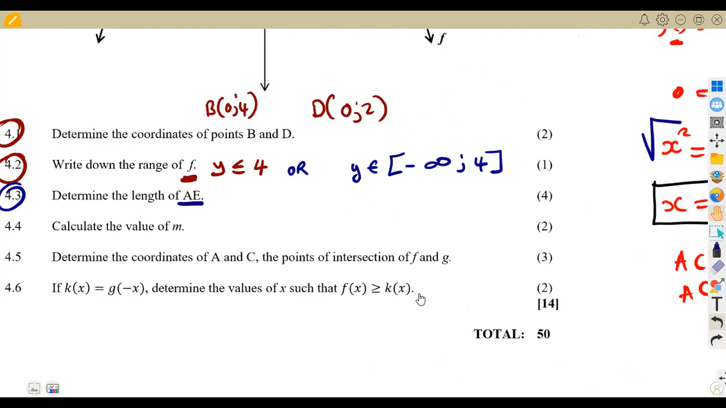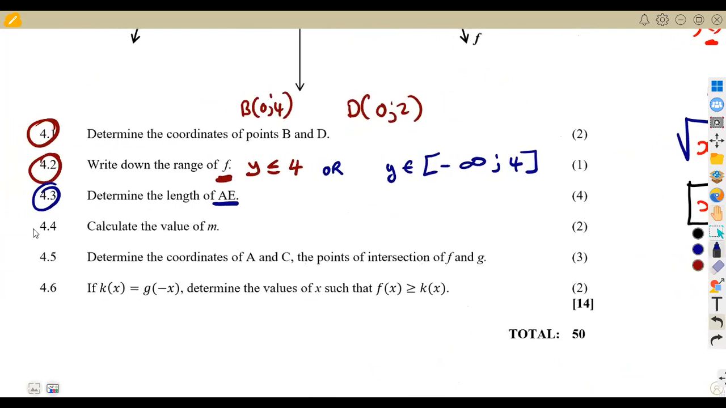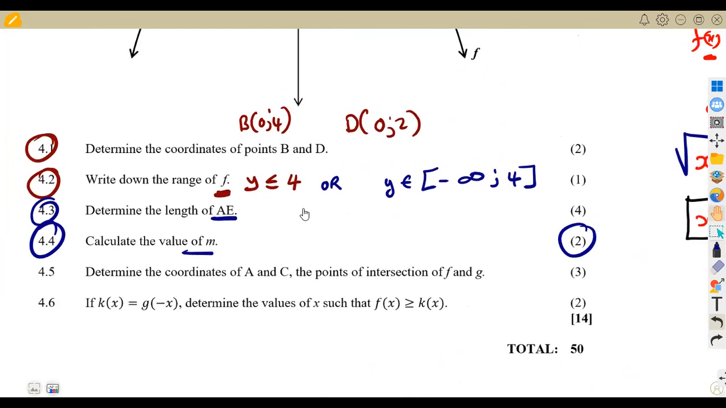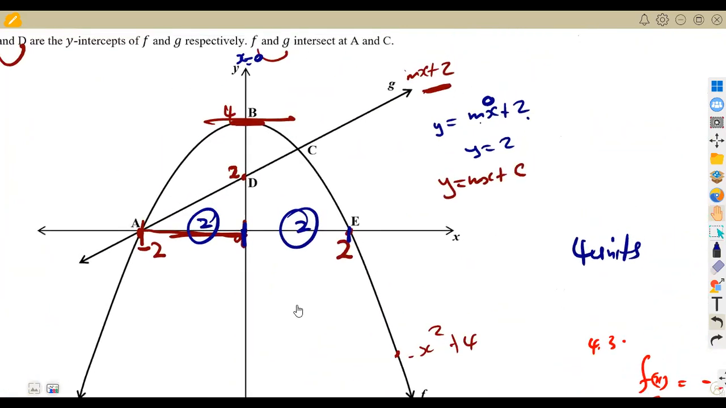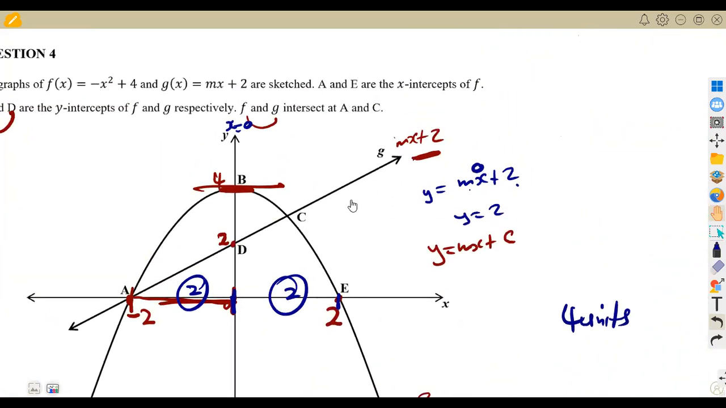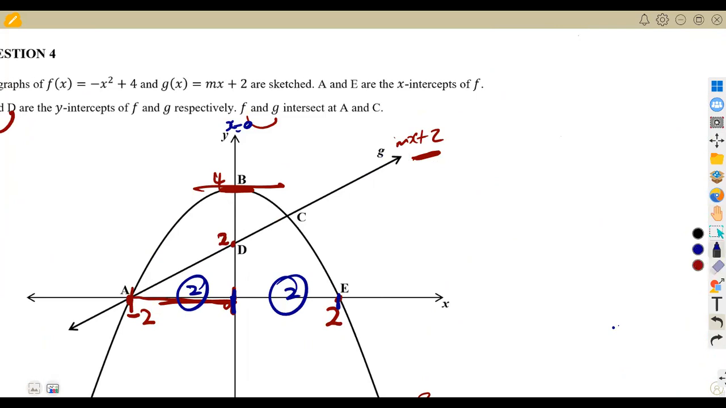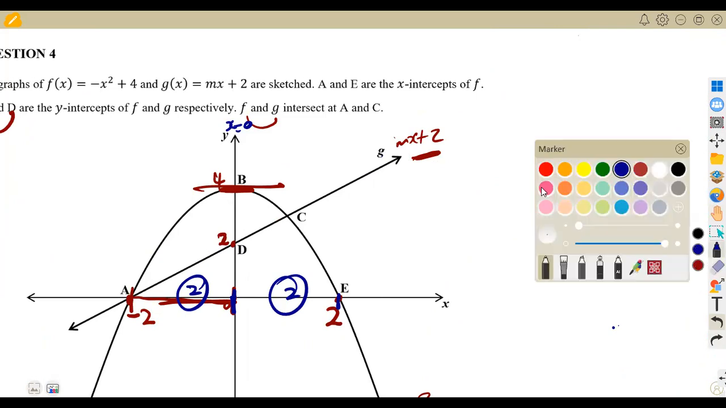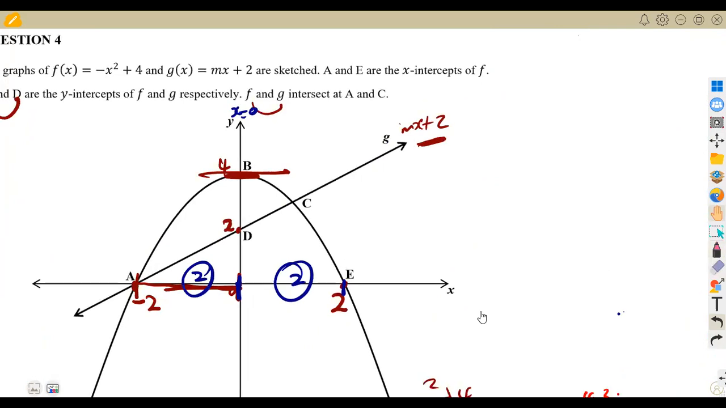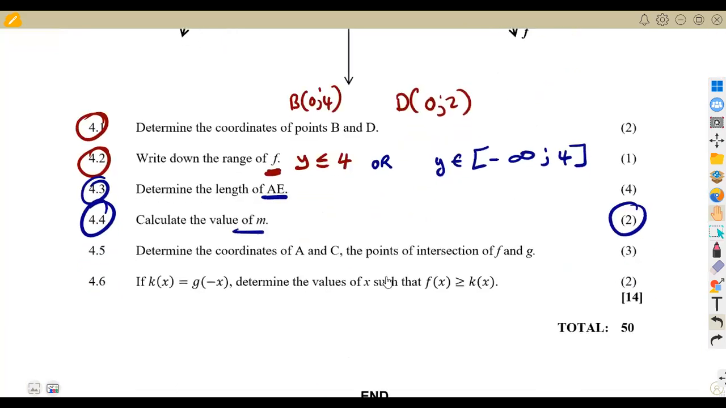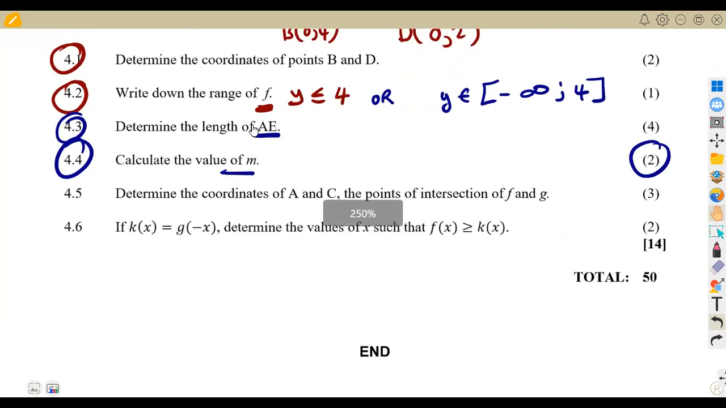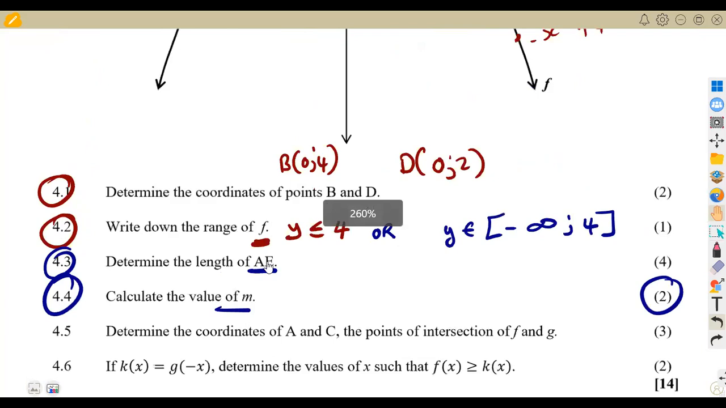Then the other part is to calculate the value of M, which is 2 marks. The value of M, where do we have M? M represents the gradient. You can calculate M by finding the gradient. There are 2 ways that you can do that, because if you write your equation in this form, let me explain this one. This one, guys, we've got a lot of things. This is 2 marks.